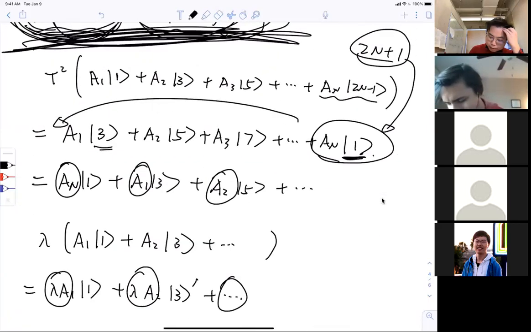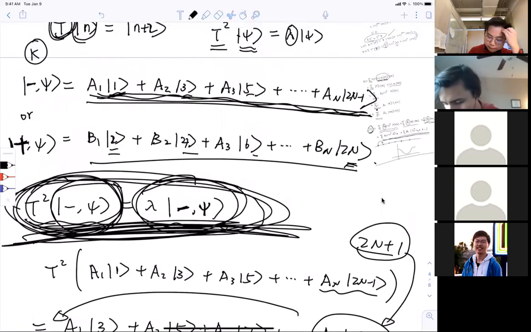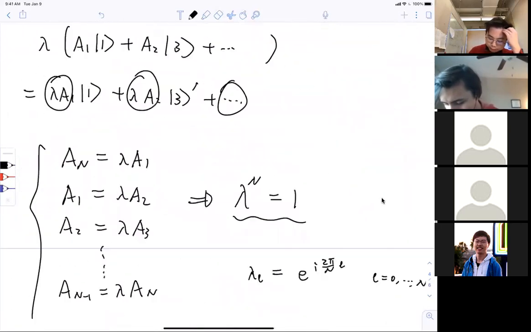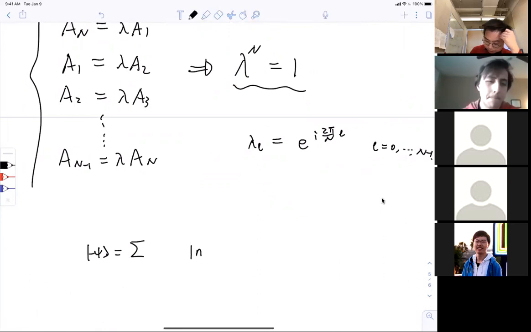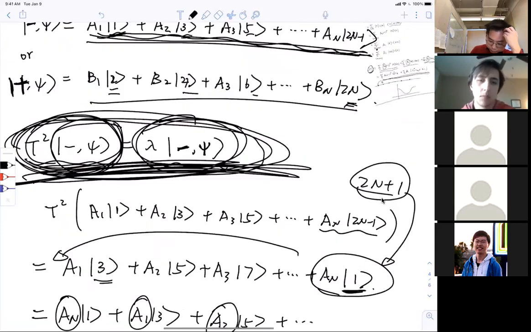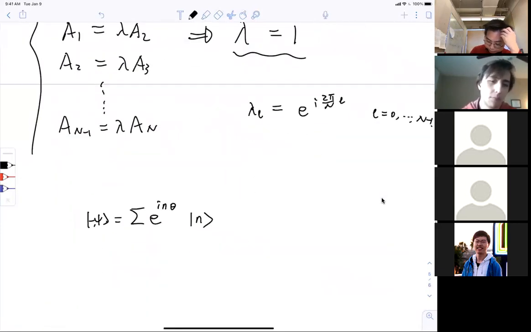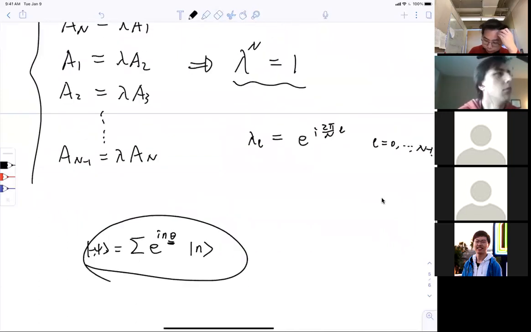If you're really familiar with this kind of lattice size problem, you can even assume this state is given by some superposition of n exponential i n theta, and then apply this condition and get the condition for the theta. Something like this.